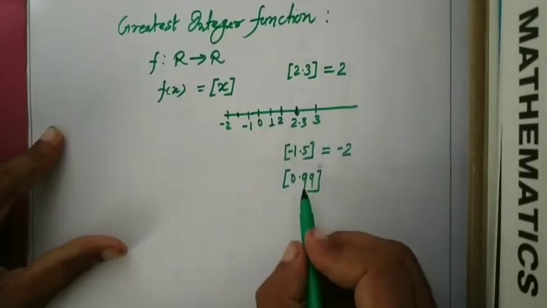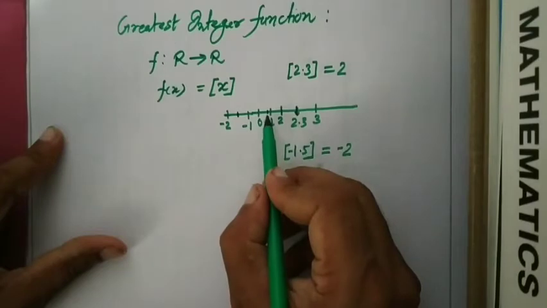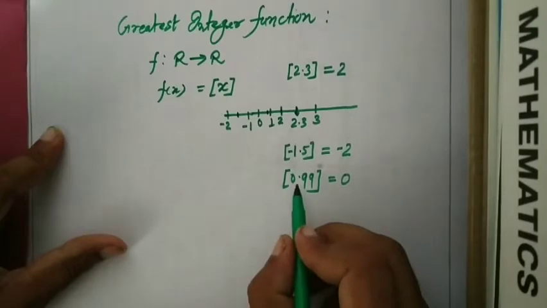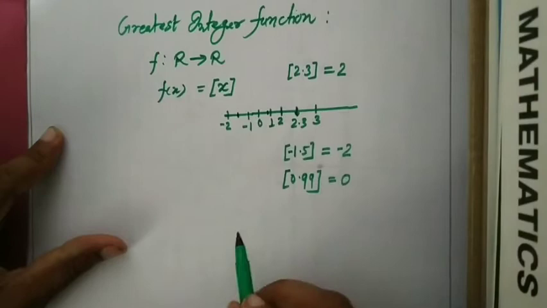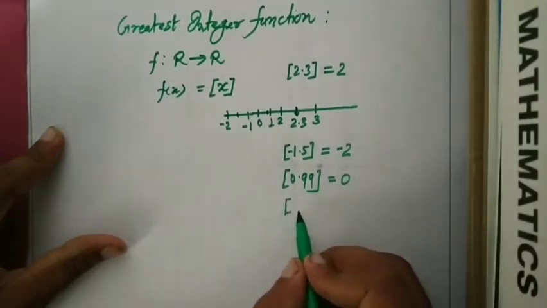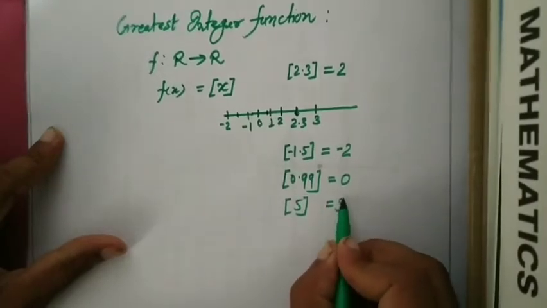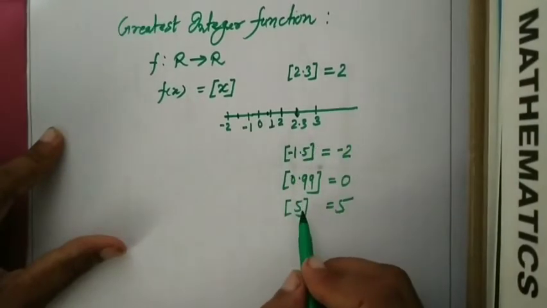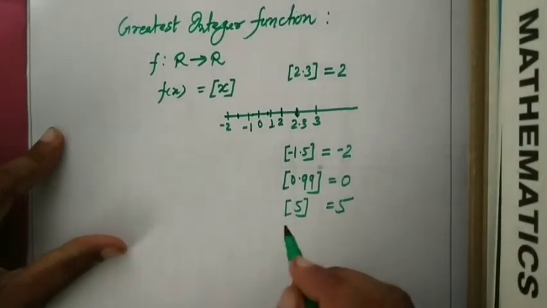Means if we look for the greatest integer from the left side with respect to this 0.99, that is going to be 0 only, because until and unless it reaches that integer, the left side integer will be taken as the value of the greatest integer function. And if the number is itself an integer, suppose it is 5, it is going to be taken as it is. There is no change if it is any integer value, because left side or right side, whatever you take on that integer, the integer itself is going to be the output.